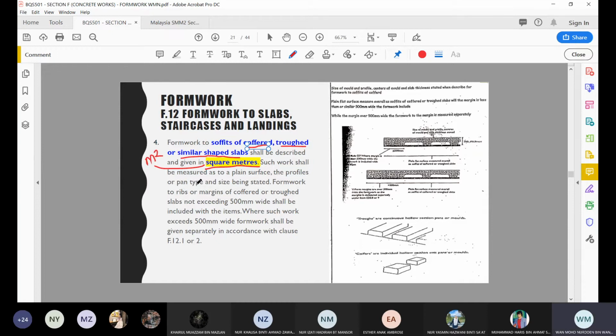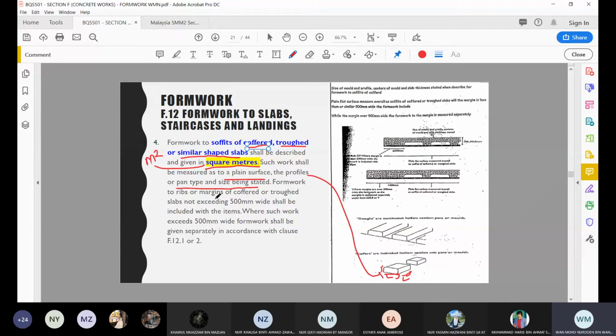Such work shall be measured as to a plane surface. Okay, plane surface. The profile of pen type and size being stated. Maksudnya profile and pen type ni maksudnya jenis dia. Profile macam mana rupa dia. Macam ni lah. Maksudnya kita kena state rupa dia bentuk macam mana. Okay. And then the size lah. The size of this hollow ni. The size dia berapa height, berapa dia punya length, berapa dia punya width. Okay. Kita perlu state.